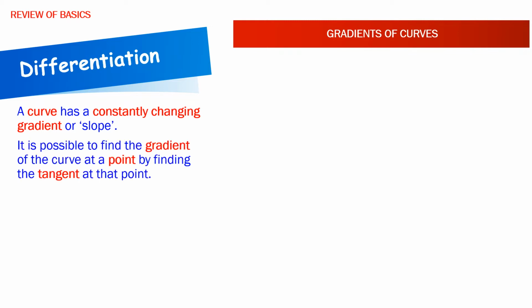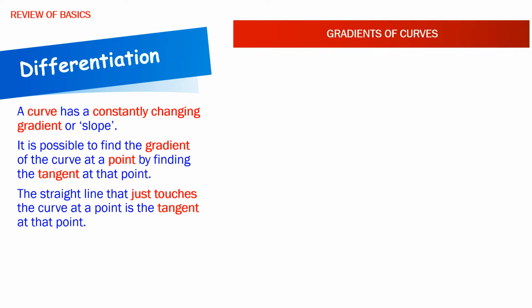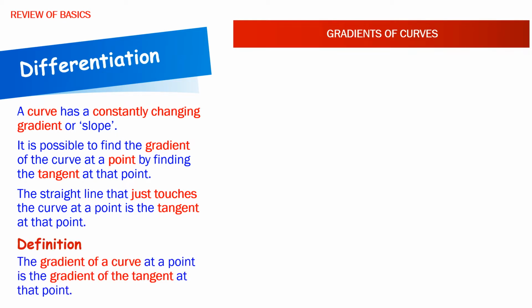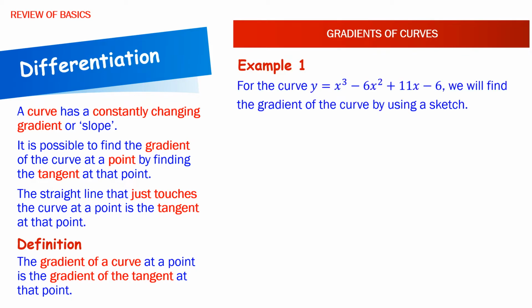It is possible to find the gradient of the curve at a point by finding the tangent at that point. The straight line that just touches the curve at a point is the tangent at that point. So we can say that the gradient of a curve at a point is the gradient of the tangent at that point. Let's take a look at an example to illustrate this.